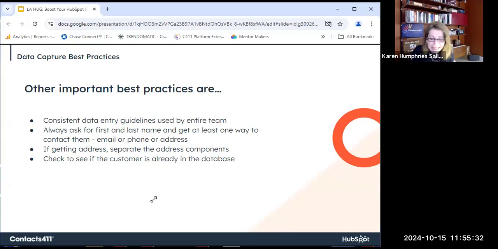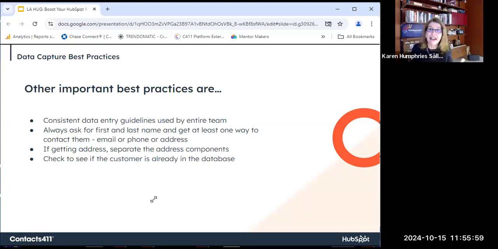Also, really important, before you enter a new customer into the database, check to see if they're already there. Duplication costs you a lot of money from emails, from direct mail if you're going to do it, and just from hosting. You know, if you've got a 20% duplication rate on your HubSpot database, you're paying 20% more than you need to be paying.